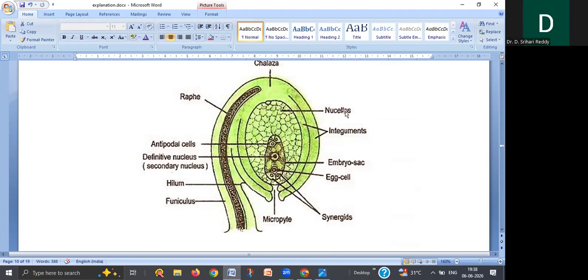After fertilization, the nucellus is called a perisperm. Here you see there are three cells in the egg apparatus. The middle one is called the egg cell. It participates in the sexual reproduction, which is called syngamy.